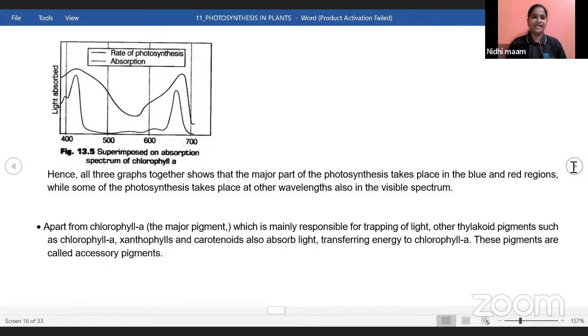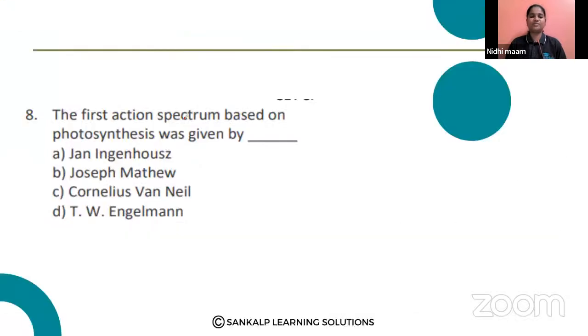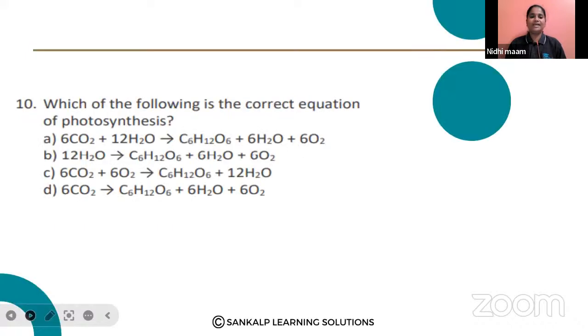Okay. See, light absorbed is here. This is nanometer. This is the absorption what you can see. Fine. So let us proceed with the next question. The first action spectrum based on photosynthesis was given by. So the right answer is option D, T.W. Engelmann. Right.